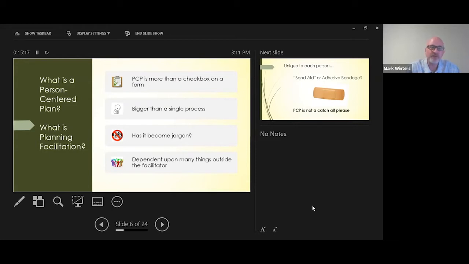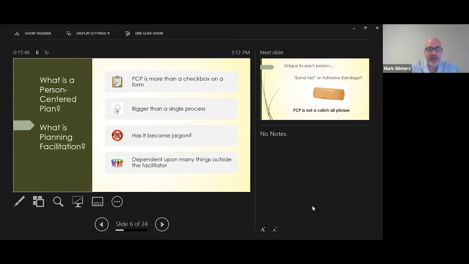But our focus as planners, our focus in supporting people to go through the planning process, is not and should not be to check a box on a form and say that one was done, right? It is also bigger than a single process. It's more than just meeting once or twice. It is a living, breathing, ongoing process for the person.